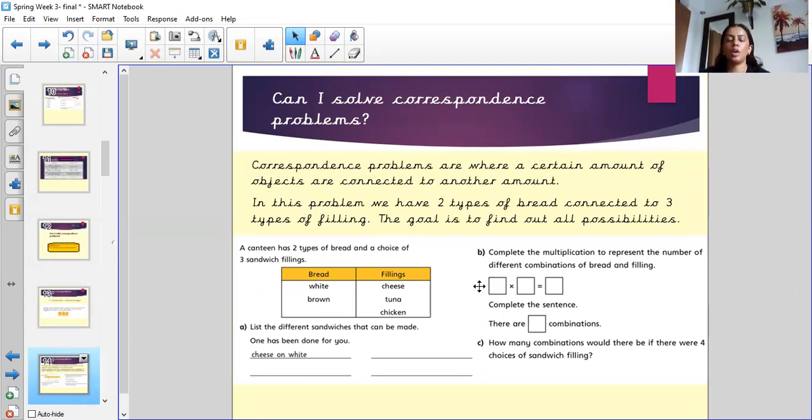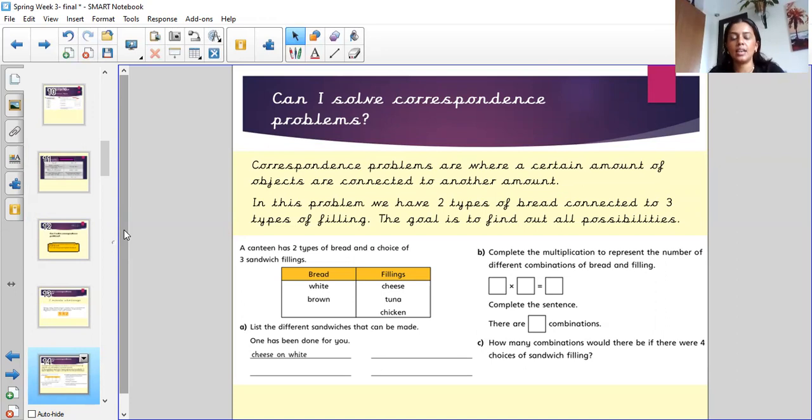So this question would be posed in front of you and it says, a canteen has 2 types of bread and a choice of 3 sandwich fillings. So a canteen is like our dinner hall. So it's serving 2 types of bread, white bread and brown bread, and it has 3 different fillings, cheese, tuna, and chicken. I wonder if you can think about when we go on school trips. And when we go on school trips, there's often a little sheet of paper that goes home to your parents or carers, and they have to tick what your filling would be in your sandwich. So you get to choose actually cheese, tuna, and chicken. Those are also our 3 fillings.